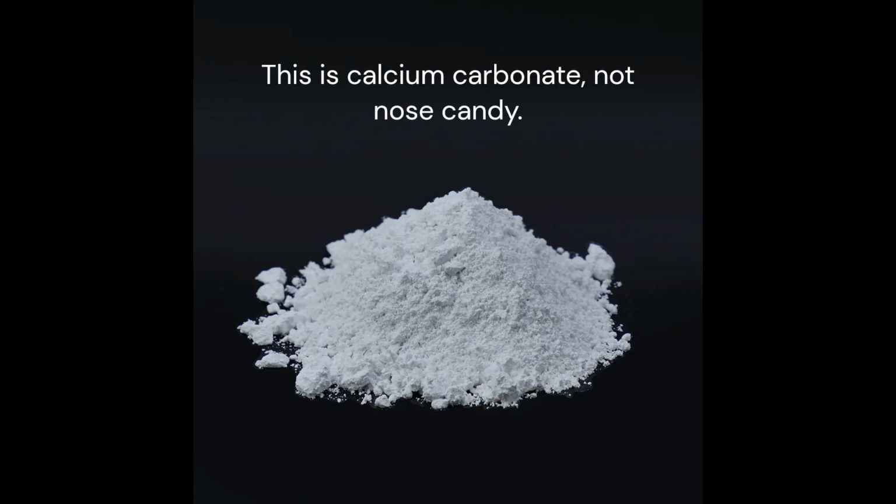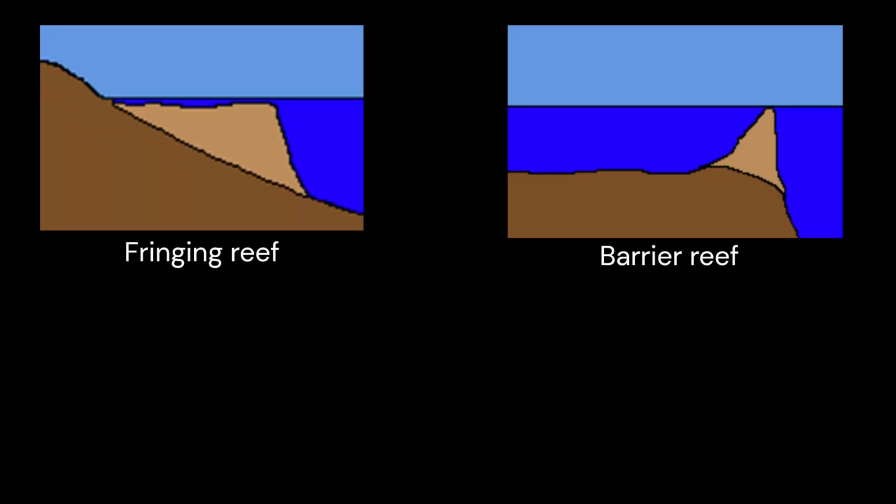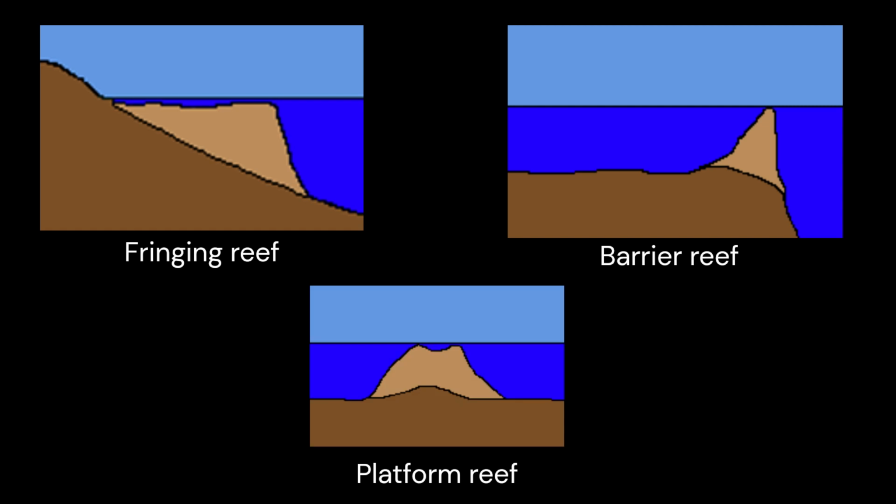More on that later. There are three main types of coral reefs, and these include the fringing reef, the barrier reef, which we're going to focus on later, and the platform reef. We're going to cut to Jeremy with a live example. Jeremy?